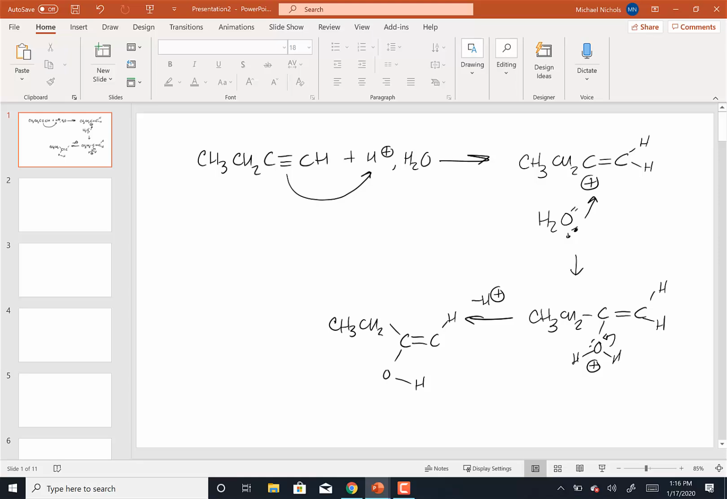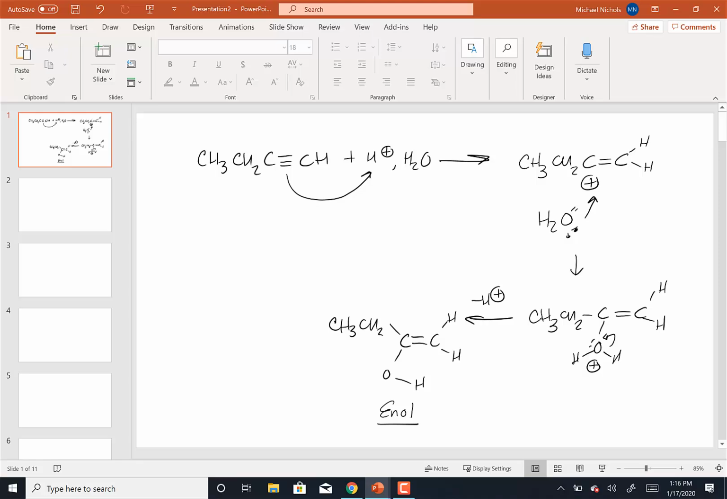Now what's different about this reaction than the one we did last semester is that now I've got a double bond and the OH is attached to a carbon with a double bond. So this is what we call an enol. It's half alkene, half alcohol. For the most part, enols are not stable. These run-of-the-mill ones that are pretty simple are not stable.